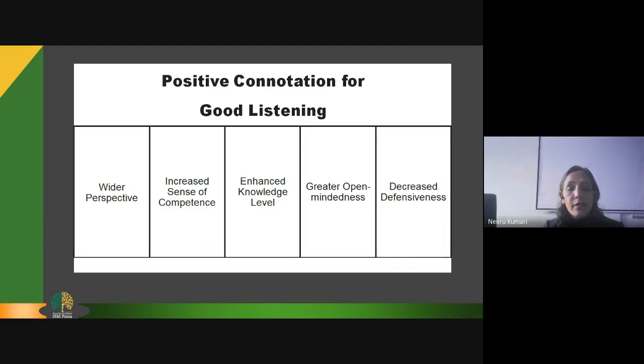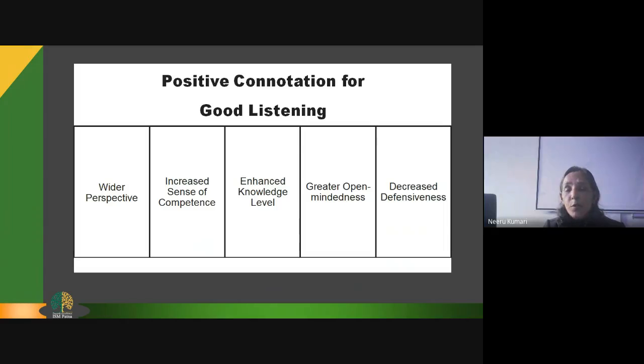You have to broaden this perspective. You have to have that increased sense of competency. If you cannot develop these, you cannot become a good listener. If you really want to become a good listener, know more, try to explore more, try to listen more. As there is a beautiful saying, God has blessed us with two ears and one single mouth.